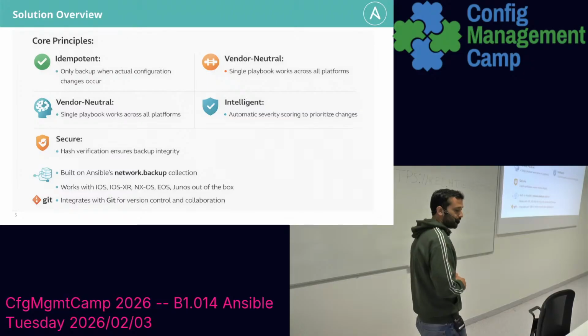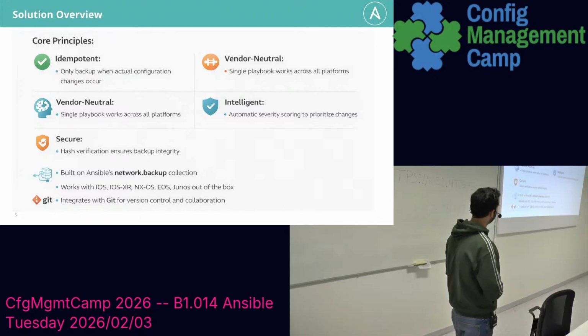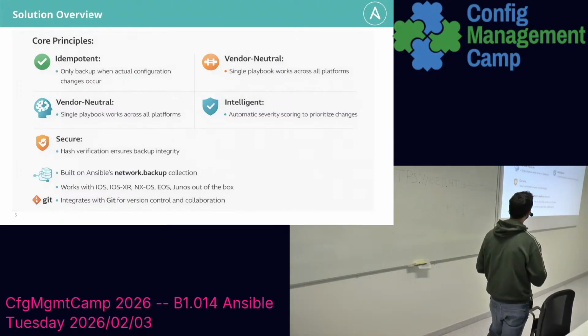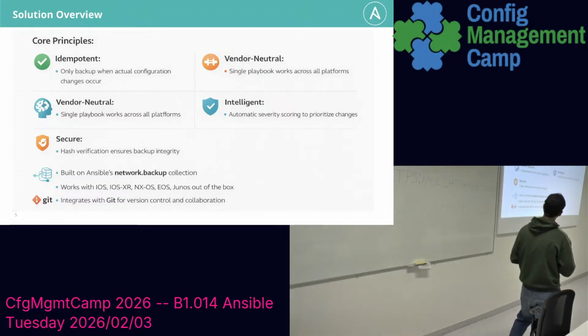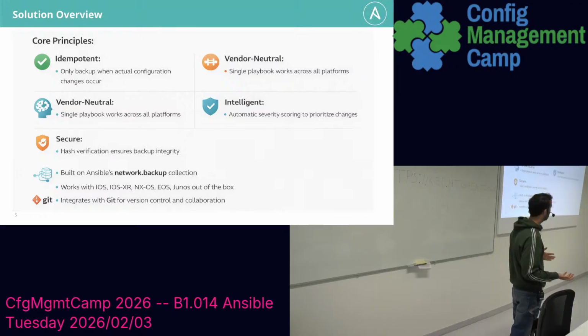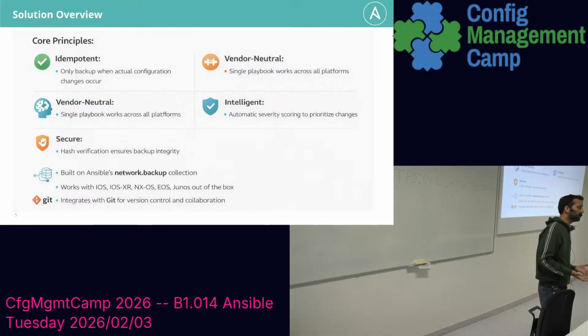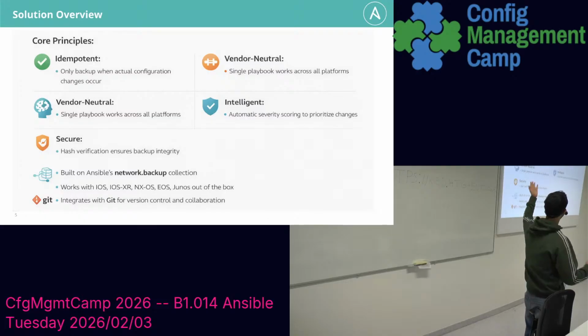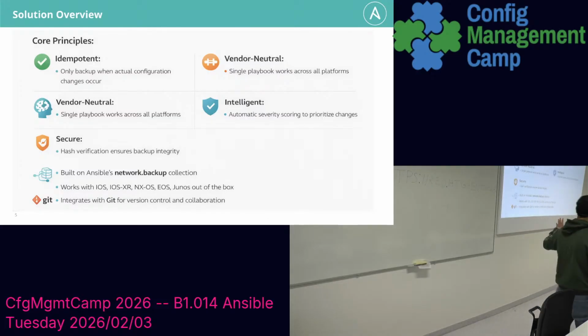So let's talk about the solution overview here, and I'm going to mention certain core principles. One is idempotent: only backup when actual configuration changes occur. We talked about what we want to ignore in terms of some metadata there. Then comes vendor neutral. I want to have one playbook which can take care of different platforms as well. So instead of providing platform-specific information in that playbook, it should take care of all that under the hood.